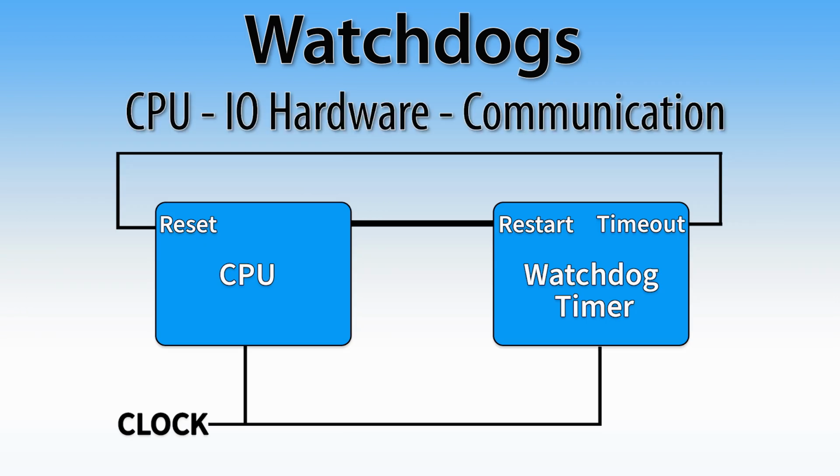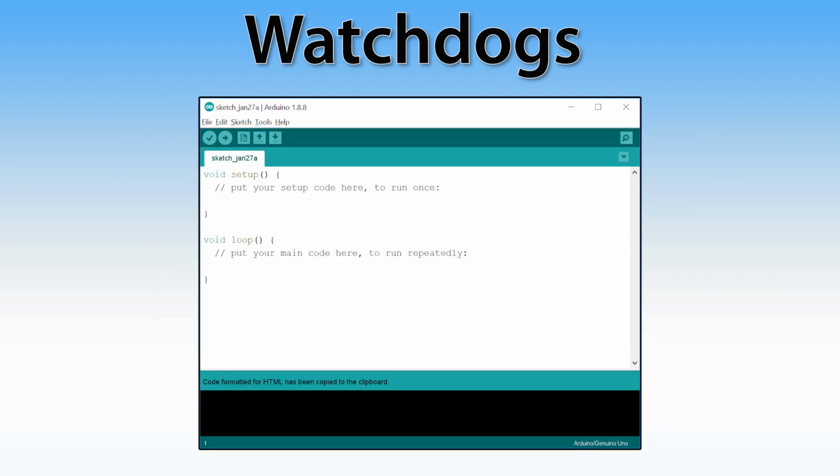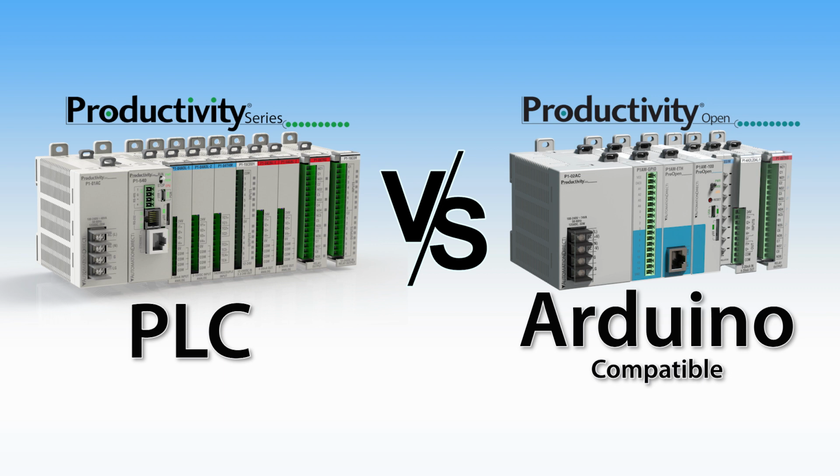With PLCs, there are CPU, I/O, and communication watchdogs. This will limit the CPU from getting stuck in a loop and going into a runaway condition, helping to minimize the risk of unsafe operations that could cause damage to equipment or personnel. With Arduinos, these can be done, but the programmer will need to implement them in their code. This truly comes down to preference.